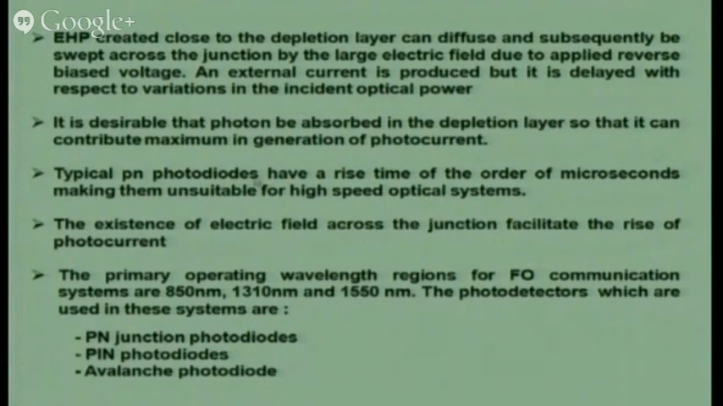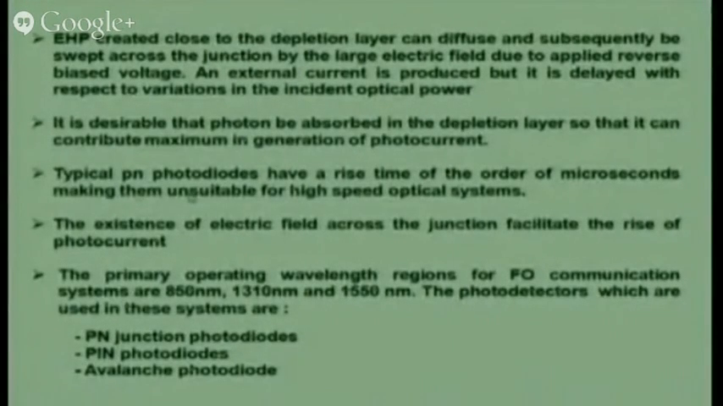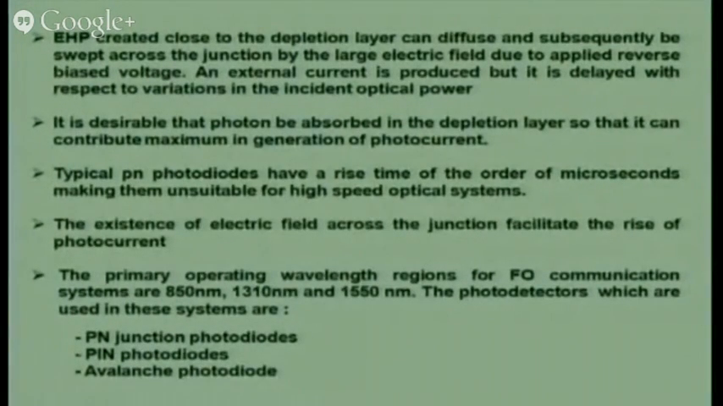Typical PN photodiodes have a rise time of the order of microseconds, making them unsuitable for high-speed optical systems. We look for a megahertz or gigahertz setup. Then what within this junction do we look for? What variety, what fabrication process, what techniques do we look for? Now see this. The existence of an electric field across the junction facilitated the rise of photocurrent.